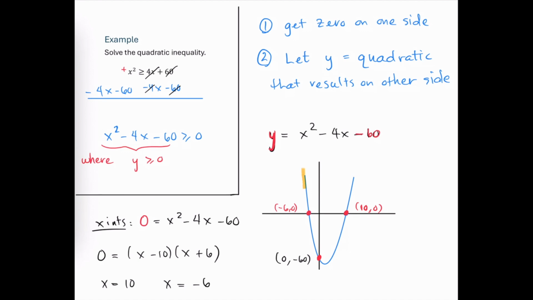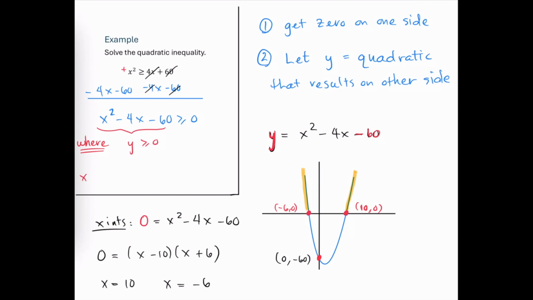The y values are positive in this region and in this region. And we answer a where question with an x interval. So we'll say the x values that cause those y values to be positive are going to start from negative infinity and go up to negative 6. And in this case, we are going to include the negative 6 because when x is equal to negative 6, the y value is equal to 0, and equal to 0 is allowed in this case.